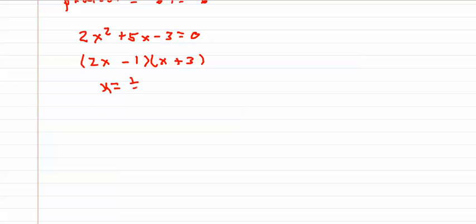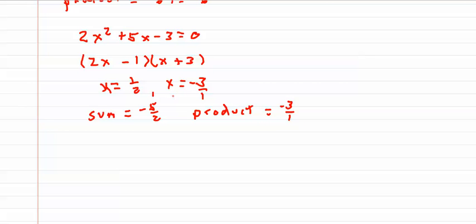2x squared plus 5x minus 3 equals 0. To factor, this is a little trickier. (2x minus 1)(x plus 3). 6 minus 1 is 5. My solution is x equals 1/2 and x equals negative 3. Now, I'm not going to show my work, but the sum equals negative 5/2, and the product equals negative 3/2. For the sum, I got a common denominator of 2 and added it up; for the product, I multiplied across.